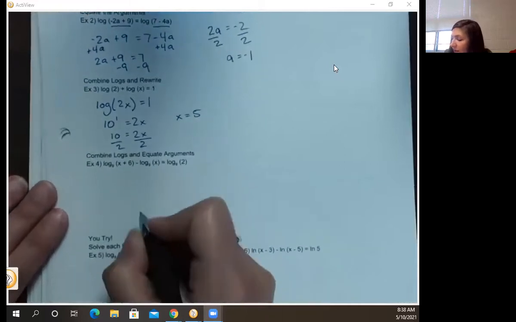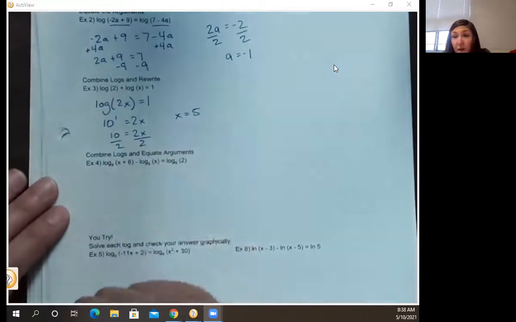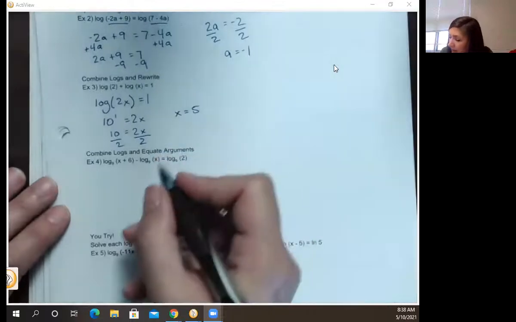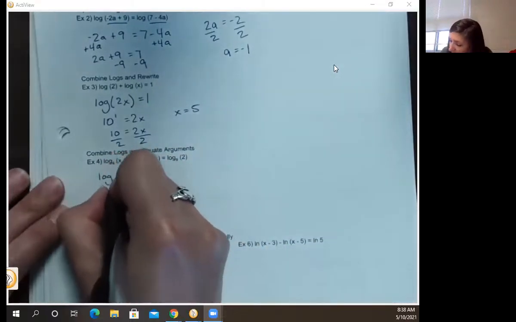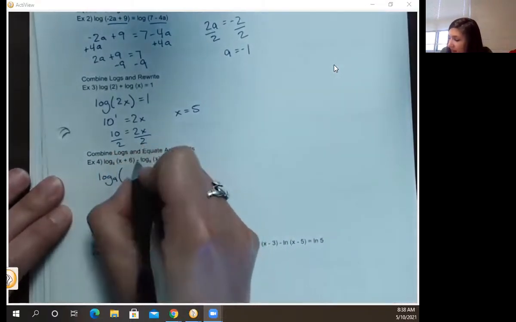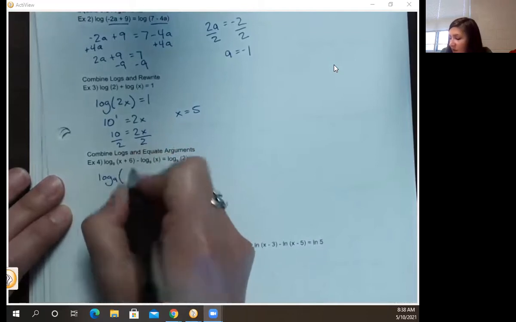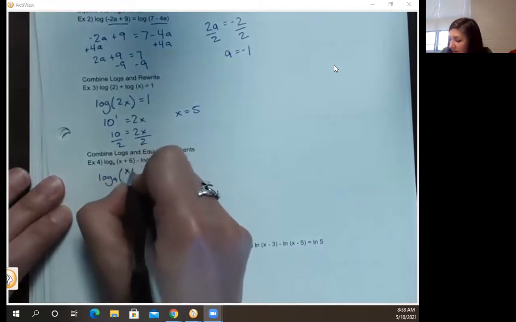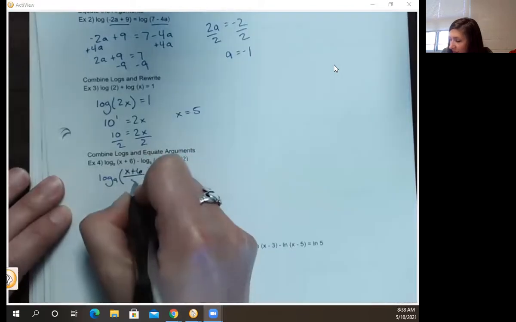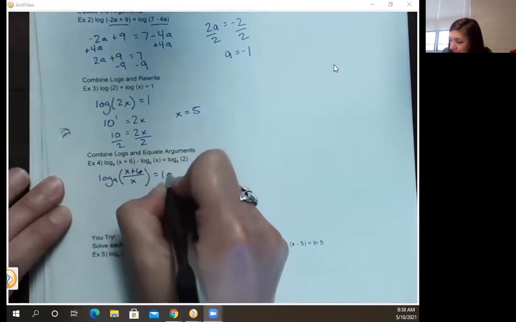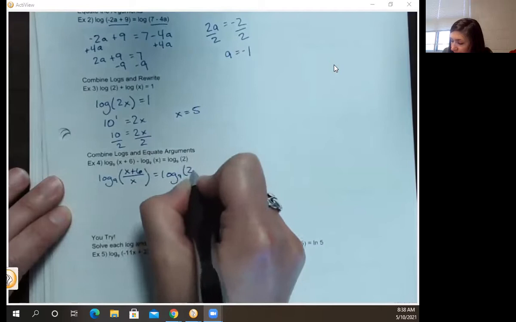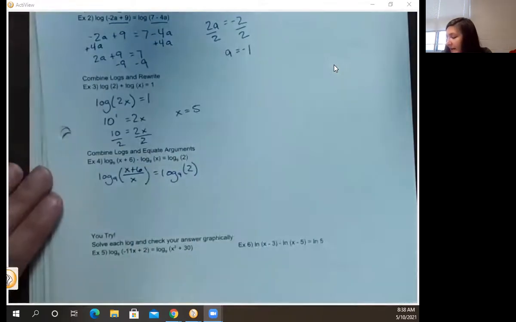For example 4, on the left, I've got multiple logs, so I'm going to combine them into one log. So this would be log base 9. Since we're subtracting, this will be written as division. So the first thing, the first argument, divided by the second argument. And the right has stayed exactly the same.